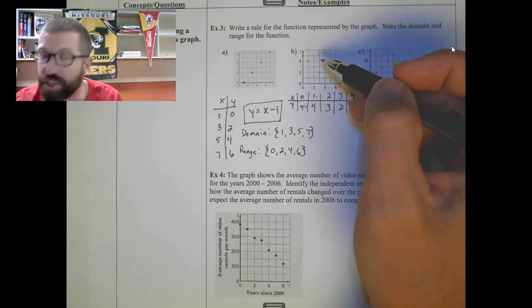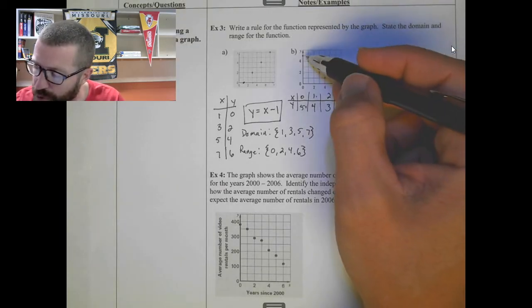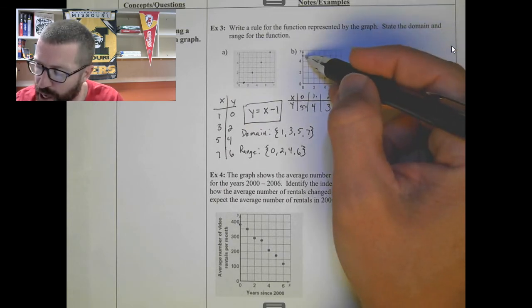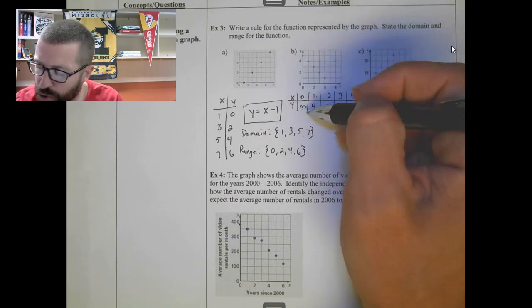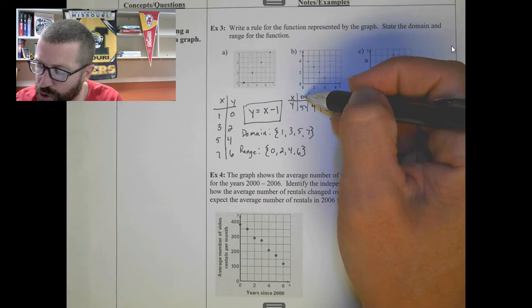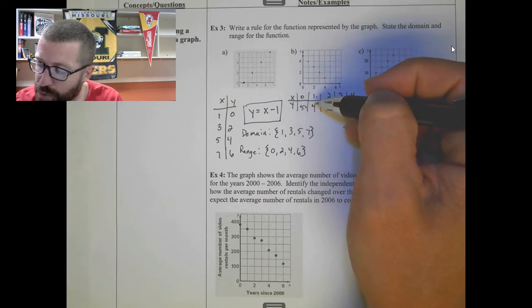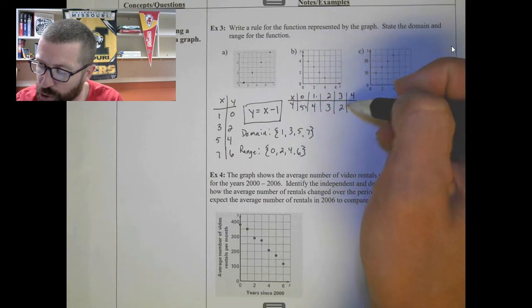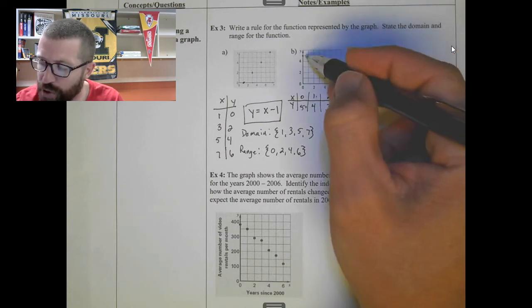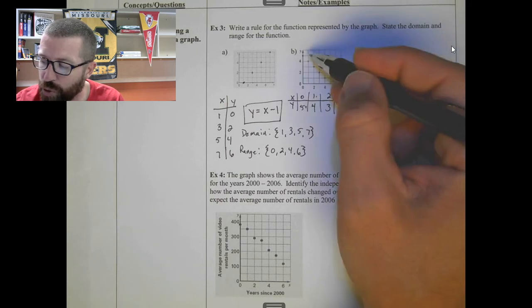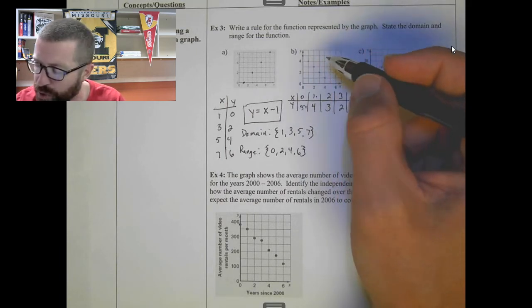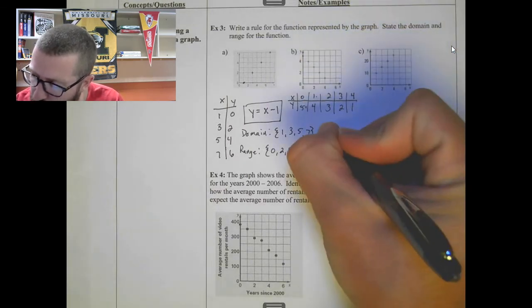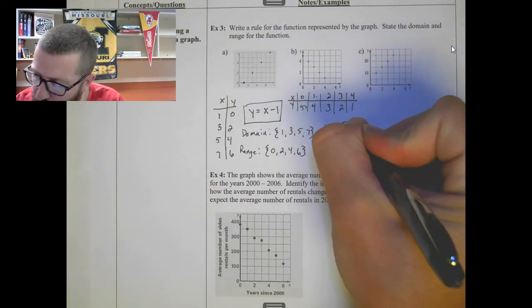Since you're going down 1 each time, you might want to think about where you're starting. So your initial value, you start at 5, and you're subtracting the x value. So it's 5 minus 0 is 5. 5 minus 1 is 4. 5 minus 2 is 3. 5 minus 3 is 2. And 5 minus 4 is 1. So when you have this downward trend, you're going to subtract an x value or a multiple of x. So this would be y is equal to 5 minus x.